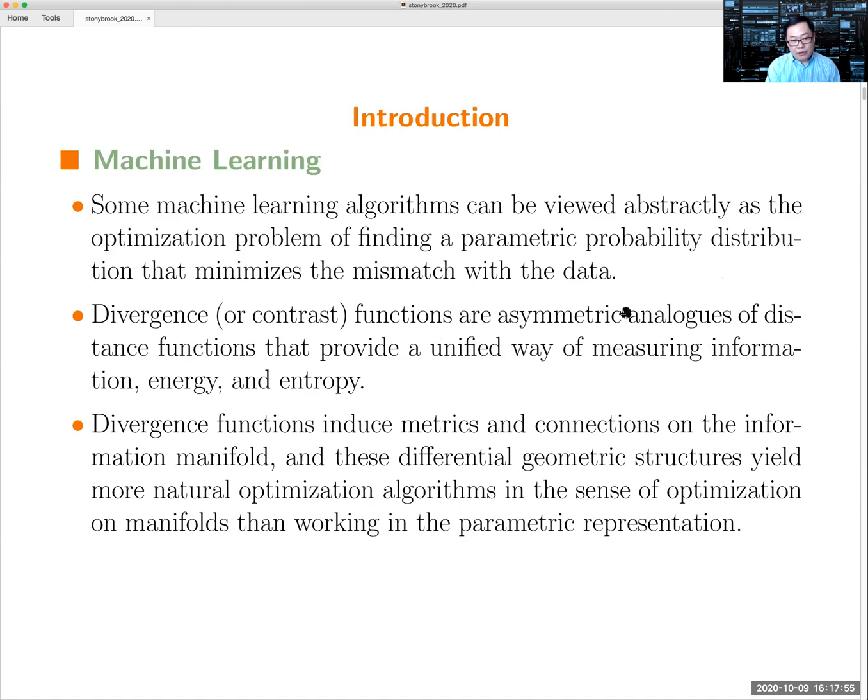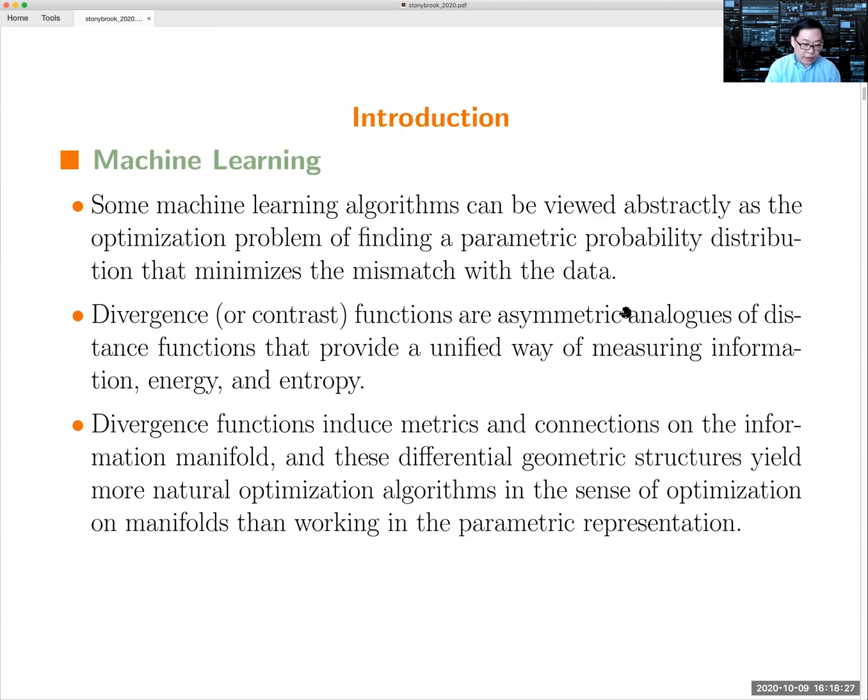The way I like to think about certain classes of machine learning algorithms is as optimization problems, where you're trying to find some probability distribution in some parametric family which minimizes the mismatch with the data. And one very natural way to measure that mismatch is to use divergence or contrast functions, which are asymmetric analogs of distance functions, and they provide a unified way of measuring information, energy, and entropy.